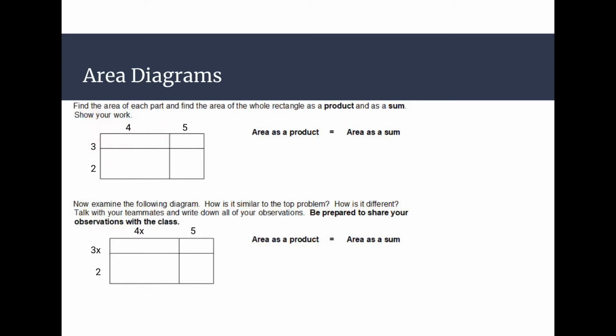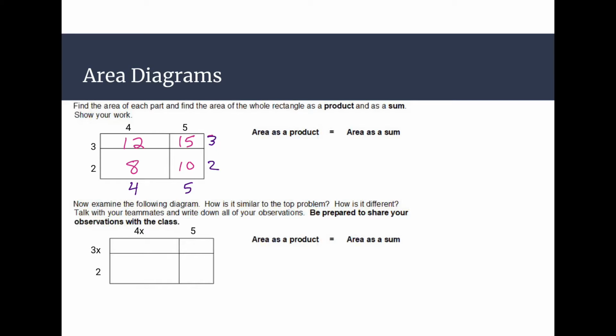So 3 times 4 gives me 12. 3 times 5. And just a reminder, if this side is 3 over here, that means this is 3, which means this is also 3. This is 2. This is 5. This is 4. So 5 times 3 then would be 15. 2 times 4 is 8. And 2 times 5 is 10.